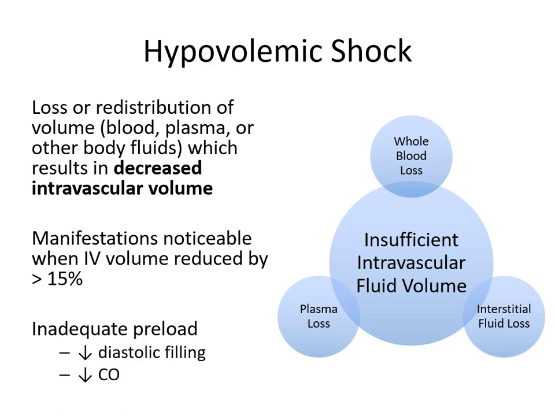The first type of shock we will discuss is hypovolemic shock. Here there is a loss or redistribution of volume in the form of blood, plasma, or other body fluids, which results in decreased intravascular volume. Manifestations are noticeable when the intravascular volume is reduced by greater than 15%. The result is inadequate preload that contributes to decreased diastolic filling and decreased cardiac output.